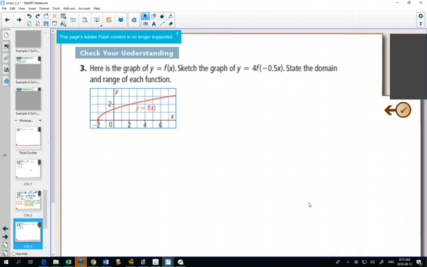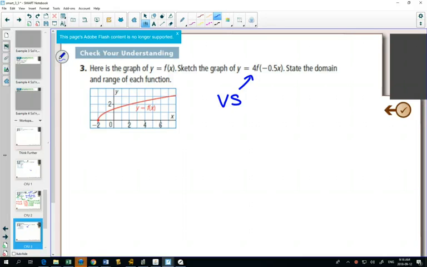For our description this time, we're going to do it a little bit shorter. We're going to point to this 4, and instead of writing out the word vertical, is everybody okay with the letter V? Is that 4 going to be a stretch or a compression? Stretch.